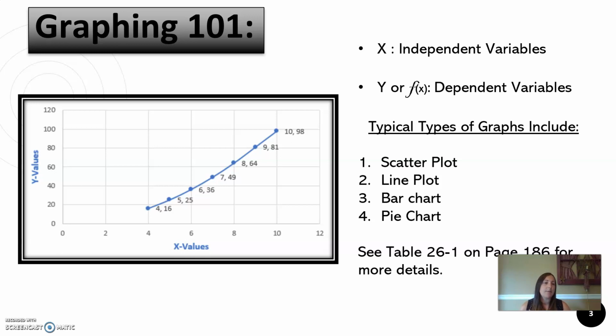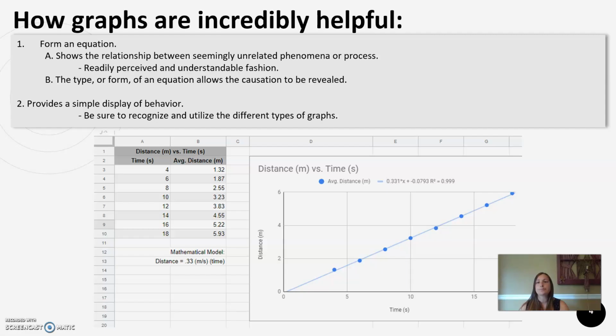Now, you can have a couple different types of graphs. For science, we use a lot of the scatter plots, but you do have the line, the bar, and the pie. So depending on your need, you will use that different chart or the different plot depending on what you're trying to get across. What are you trying to visualize? If you want to take a look at table 26-1 on page 186, they will provide you with more details about these different types of charts, but you are most likely pretty familiar with these different types.